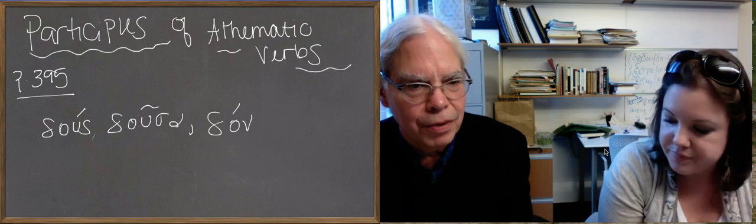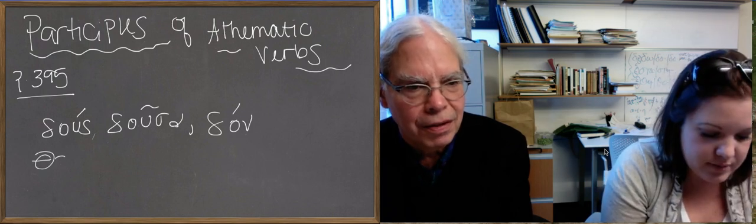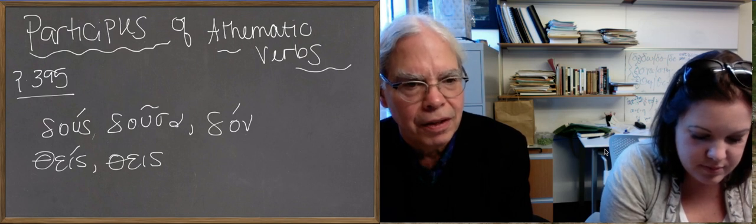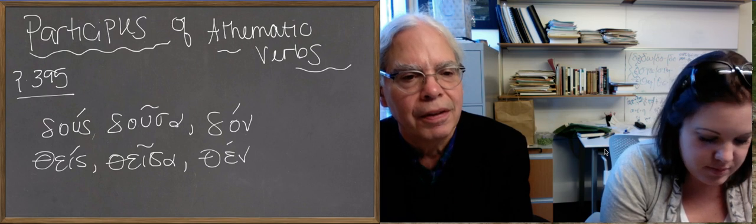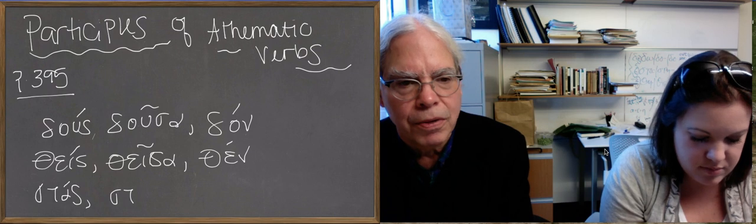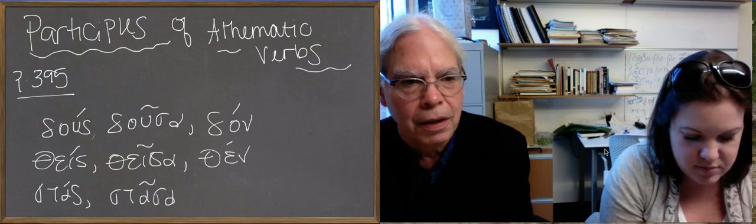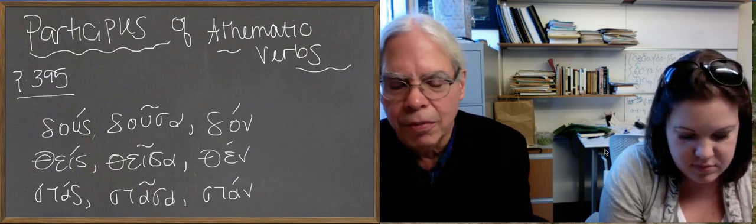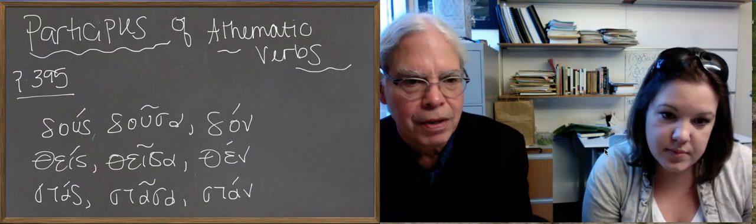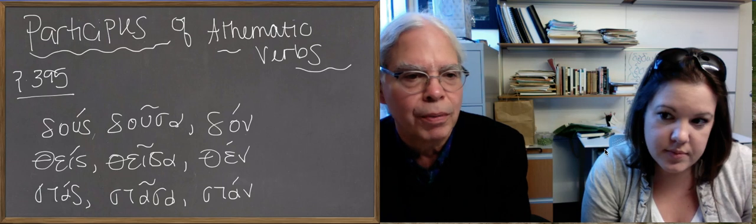Dous, dousa, don. Then we have theis, theisa, then, and stas, stasa, stan, with a circumflex. So remember how these work: that's the aorist participle because it's not reduplicated. If you memorize these nine forms, you'll have the whole system.